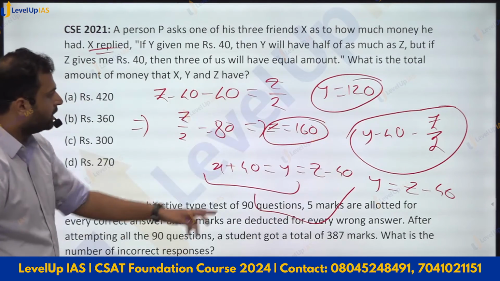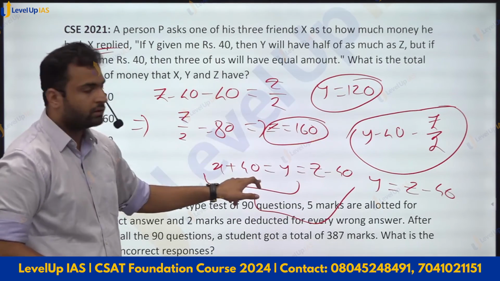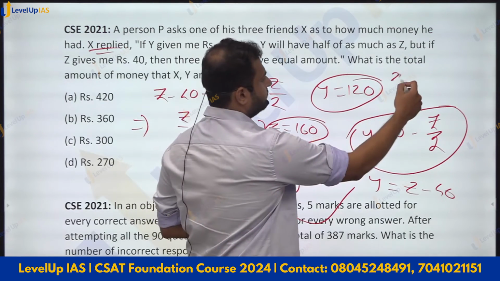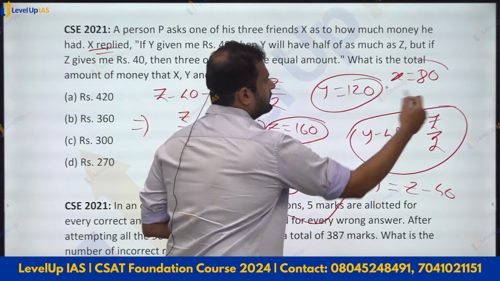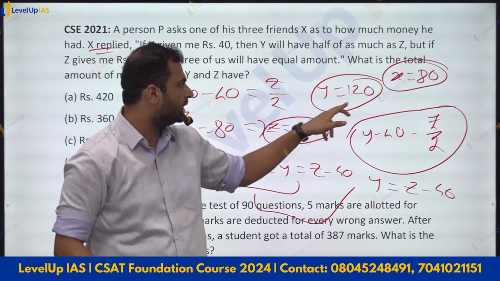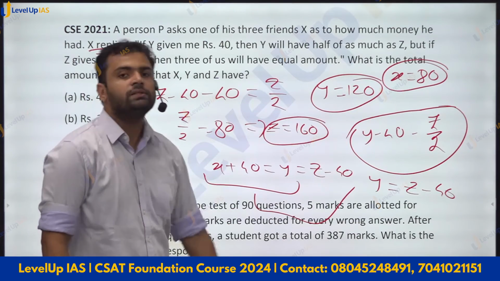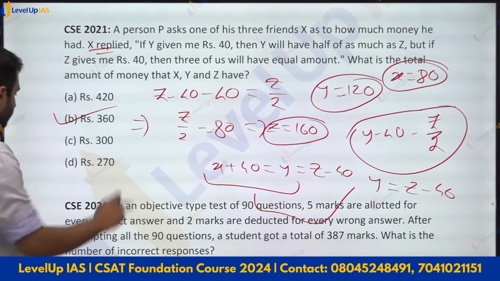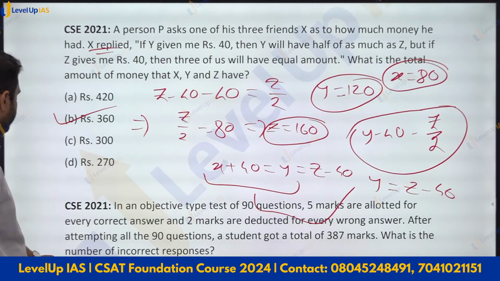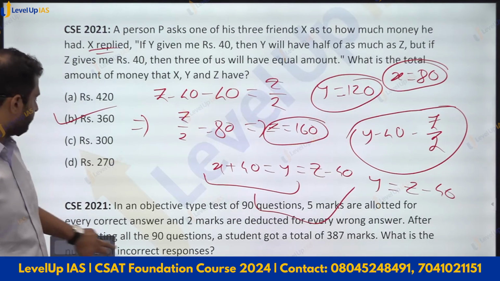And because Y is 120, X would be 120 minus 40 from here. So X would be 80. The question is, what is the money they have together? That is X plus Y plus Z. So 80 plus 120 is 200. 200 plus 160 is 360. Answer is B. Very simple. All we have to do is write down the equations and solve them.